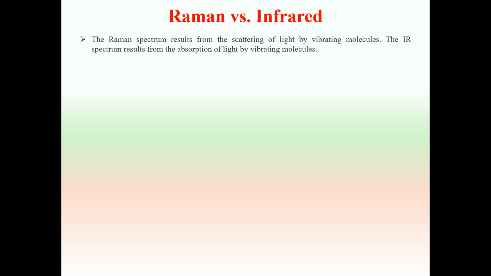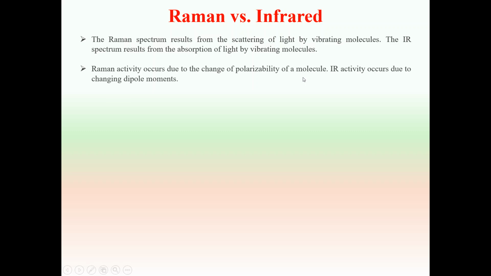We remember that the Raman spectrum results from the scattering of light by vibrating molecules, whereas the IR spectrum results from the absorption of light by vibrating molecules. This is not the only difference. There are a lot of differences, so we will discuss them one by one.